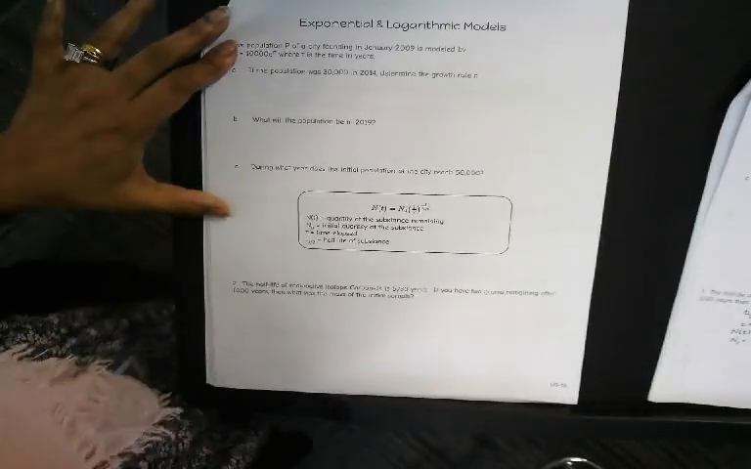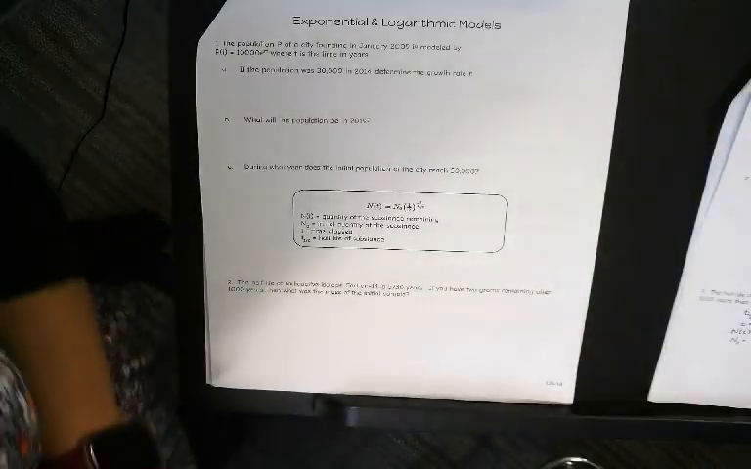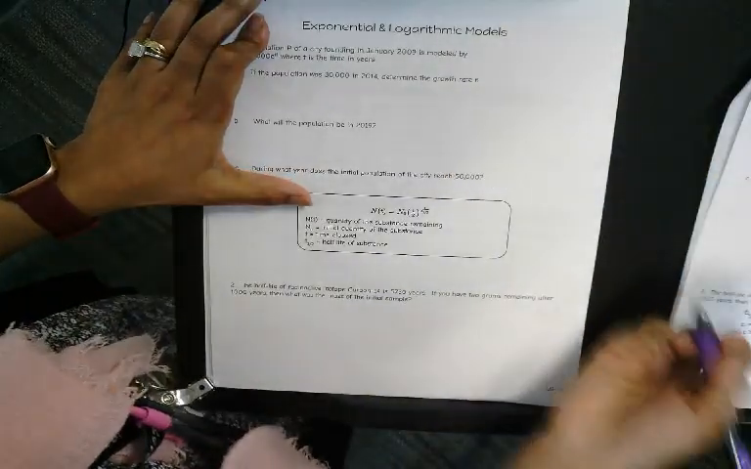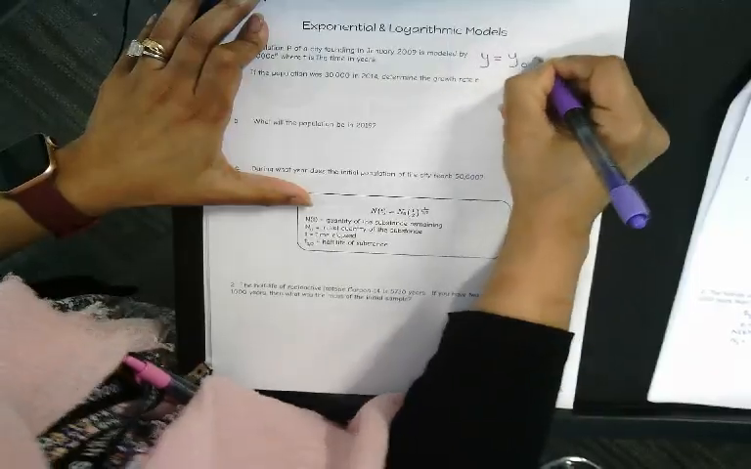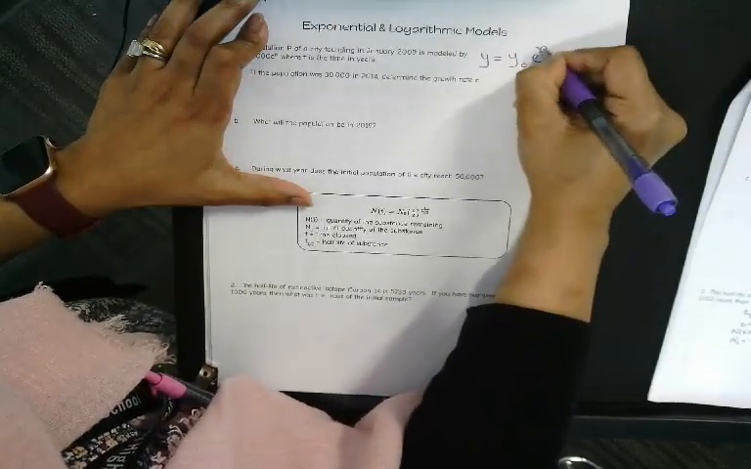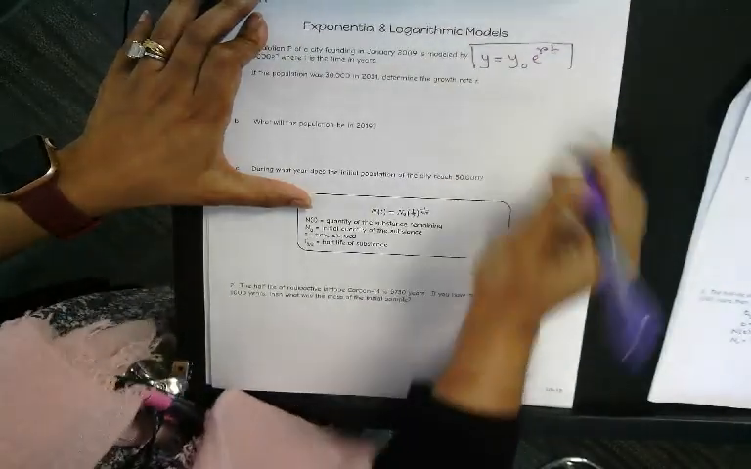Okay, now look at this one over here. The formula that we're going to use for all of them is the rate of change. It's going to be either growing or reducing. So it's going to be y equal to y naught e to the power rt. That's the standard formula that we are going to use.